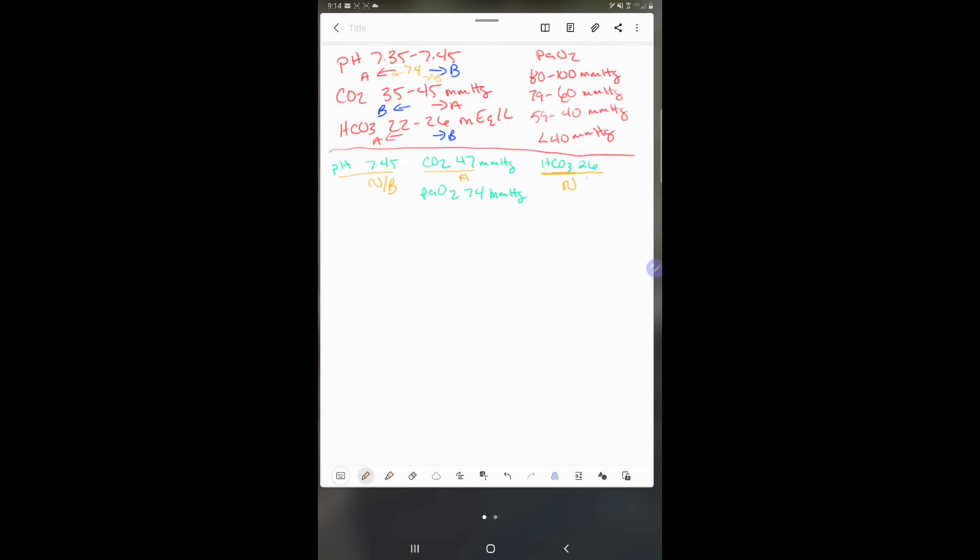Looking at your bicarb, it's the same thing. Your perfect number is 24 in the center. Anything 23, 22 and lower going to the left is going to be an acid. 25, 26 going to the right of this number is going to be a base. So this is normal leaning base. So we had a metabolic problem, but it was fixed because our CO2 came out of range to help fix it.